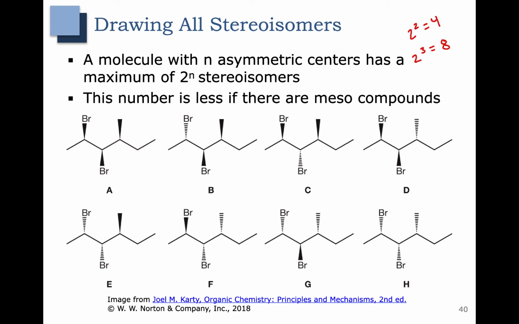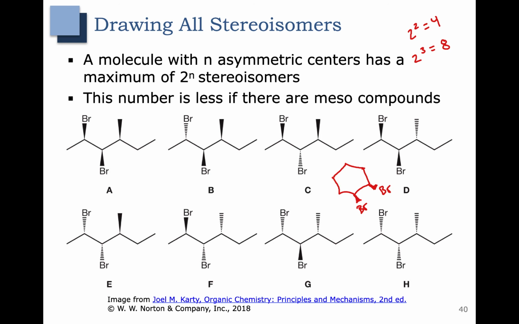One good example is a cis-cyclohexane. It has 2 stereocenters, so we have a maximum of 4 stereoisomers. However, because it is a meso compound and has a plane of symmetry right here, if we draw both of those bromines down, that's actually the same. So we actually only have 3 possible stereoisomers for this compound.